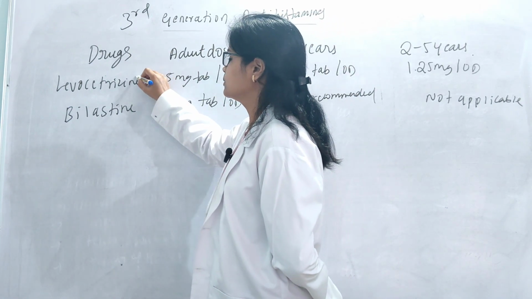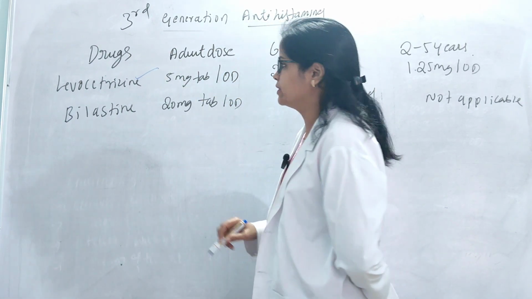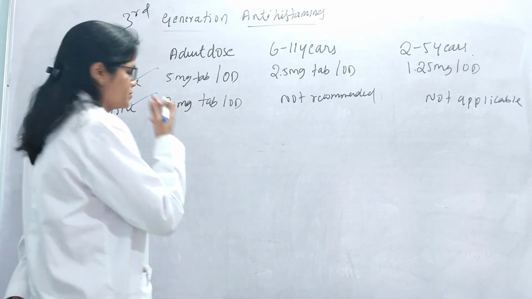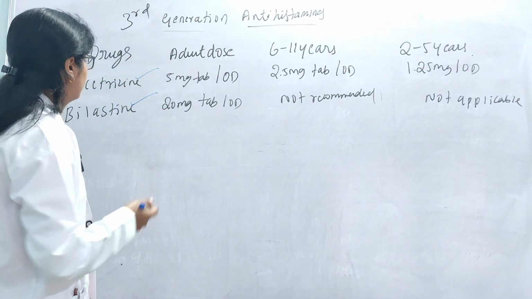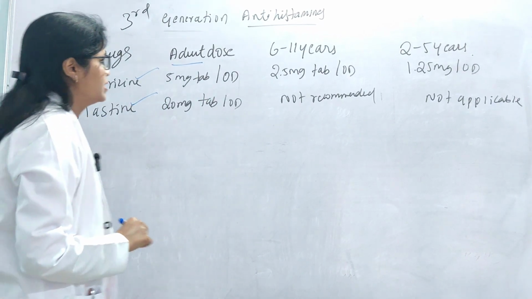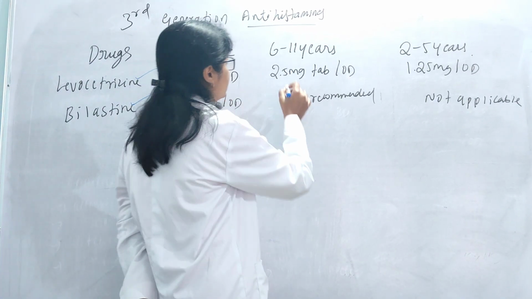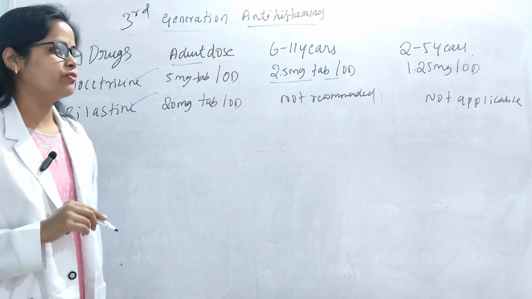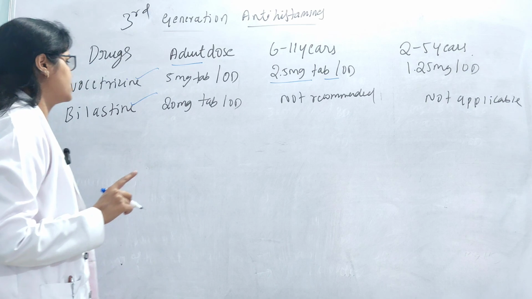Here the drugs for the third generation antihistamines are levocetirizine and bilastine. And the dose for the adults is a 5 mg tablet once in a day, and for the 6 to 11 years children it is administered 2.5 mg tablet per day, and for 2 to 5 years children 1.25 mg OD, that means once in a day.